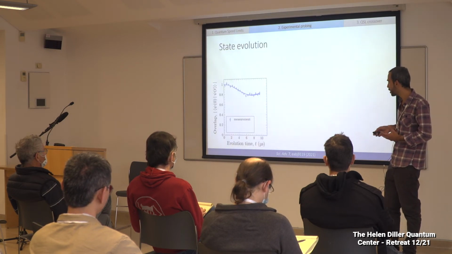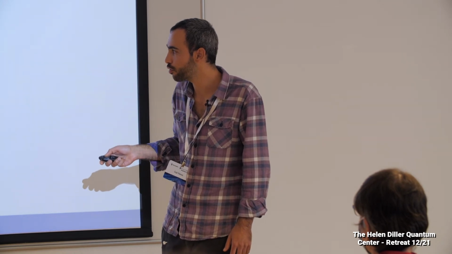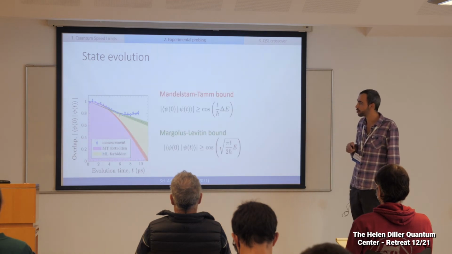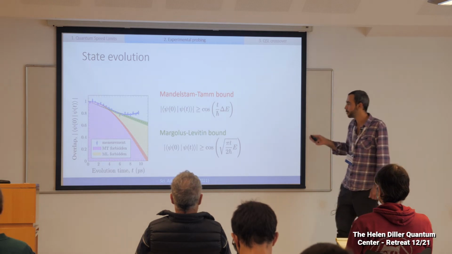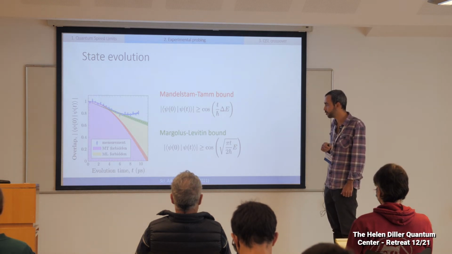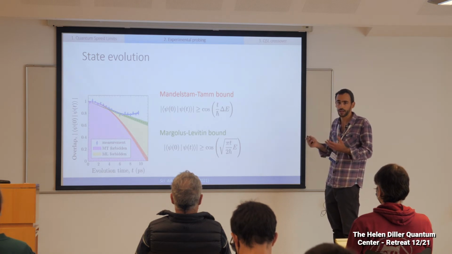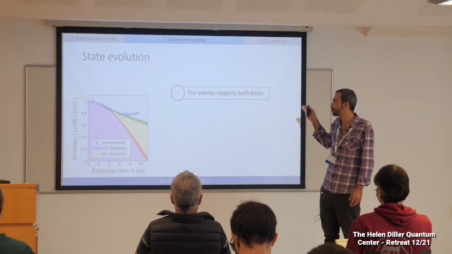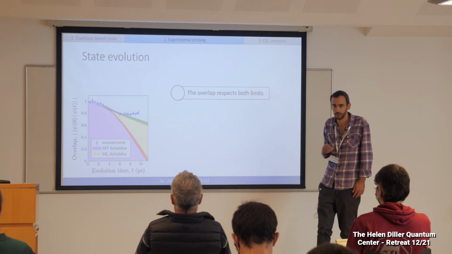So this is how it looks. Here we plot the visibility, or the two-time state overlap, as a function of evolution time, and we see it reduces. And because we have the two measures, we can also plot the two bounds: the Mandelstam bound due to the energy uncertainty and the Margolus-Levitin bound due to the energetic value itself above the ground state energy. And already from this example, we can get two conclusions. So first is that the overlap respects both limits. We see that the blue measured data points are above the two forbidden regions.